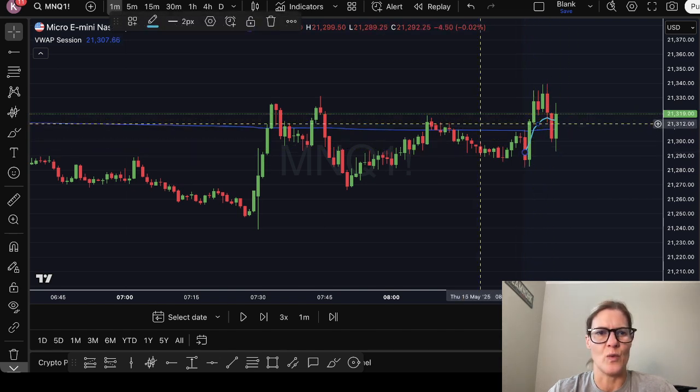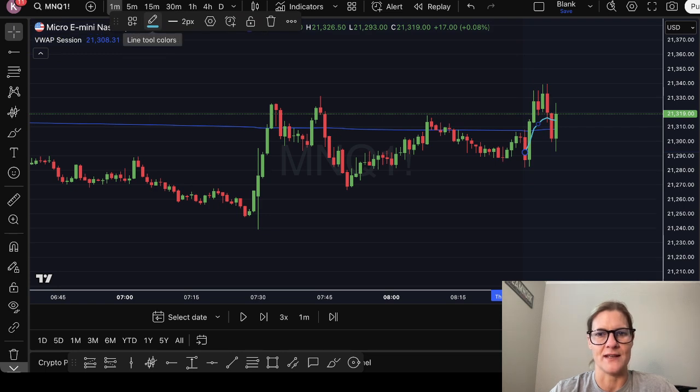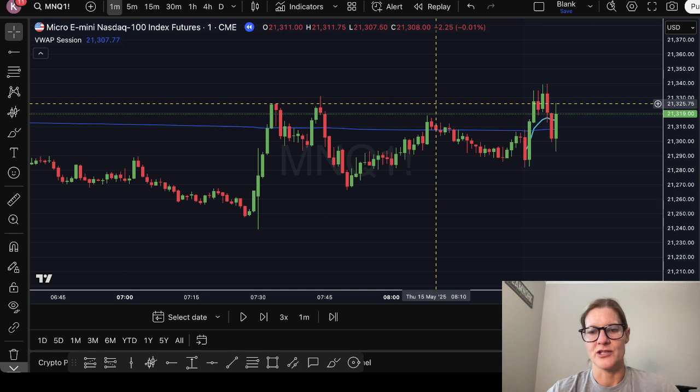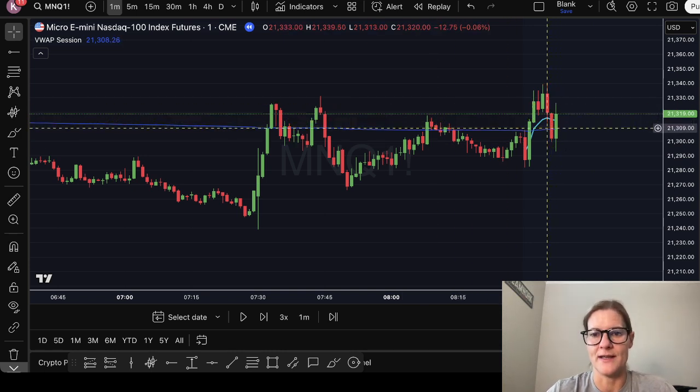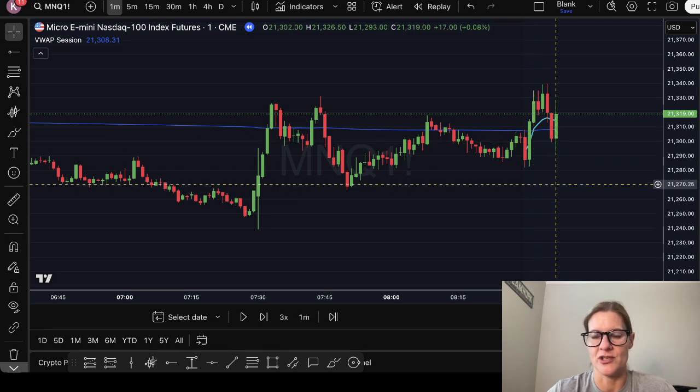Color code it however you want. You can change it up here in the settings. I make mine light blue just so I know every time I anchor a VWAP, that color is from the start of the New York session.